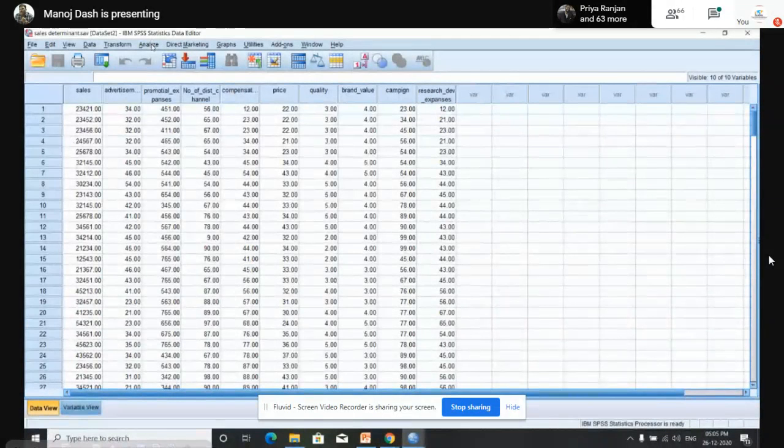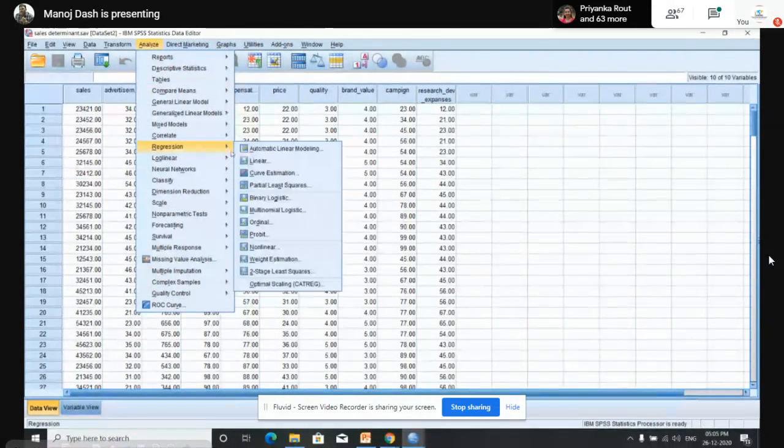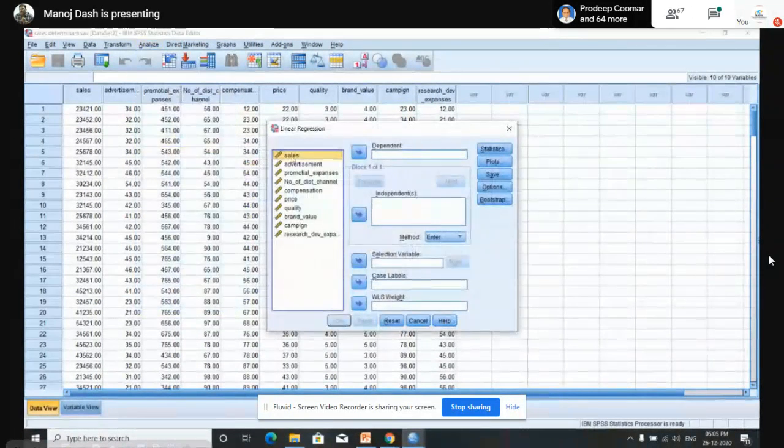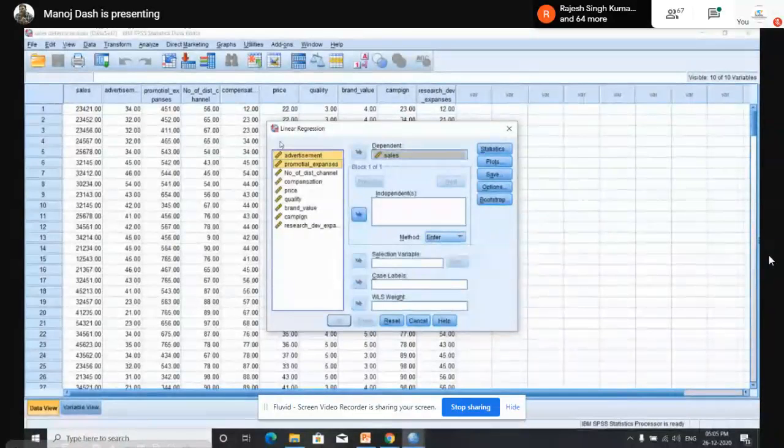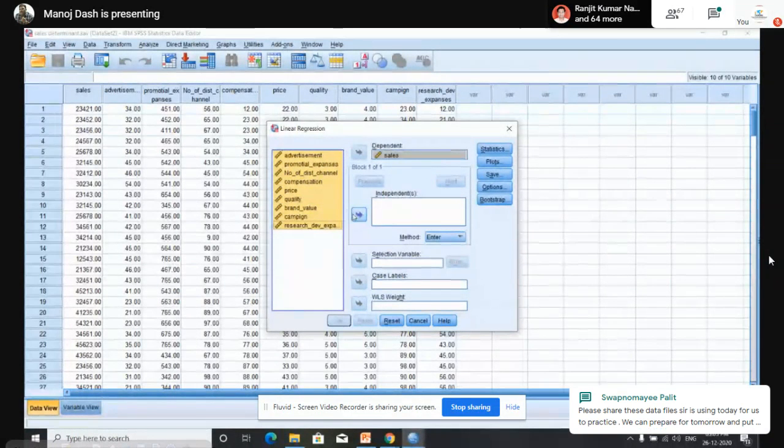Now we go to analyze. It is called regression. That is called linear. There are different models. We go for linear. What is the dependent variable? Sales. What is the independent variable? Advertisement, promotion, all are there. First of all, I use all the things.